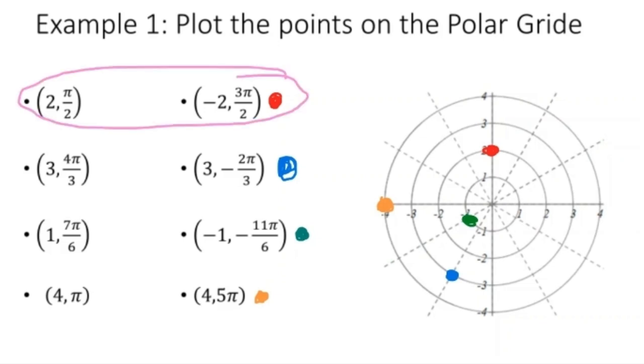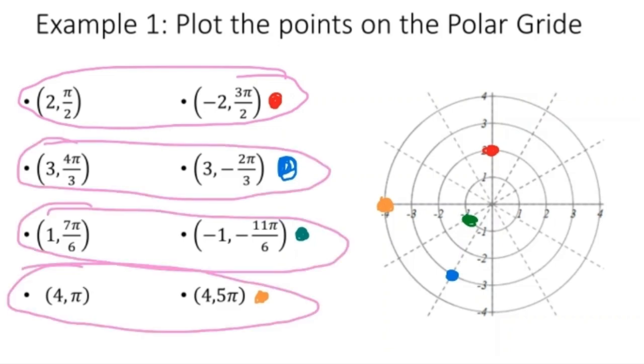Observe how (2, π/12) and (-2, 3π/2) were in the same position. Same thing goes for each of these pairs of points. This was not a coincidence. Turns out there are multiple ways to represent the same point in polar coordinates.